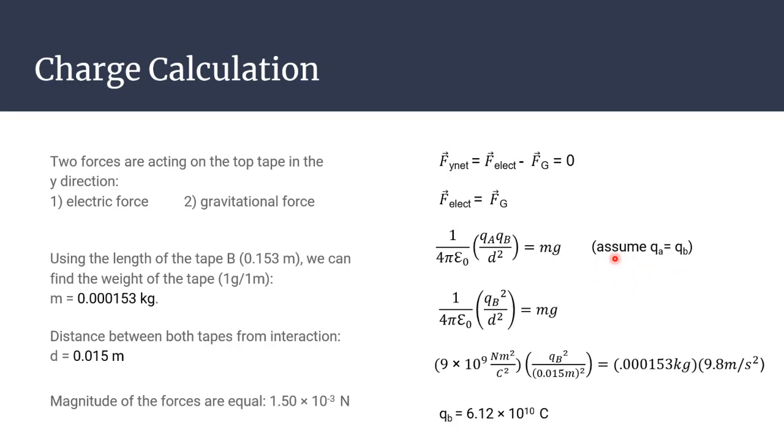using the assumptions stated before, and we found our charge for tape B to be 6.12 times 10 to the 10th coulombs. We also can see that the magnitude of our gravitational force and electric force are equal.